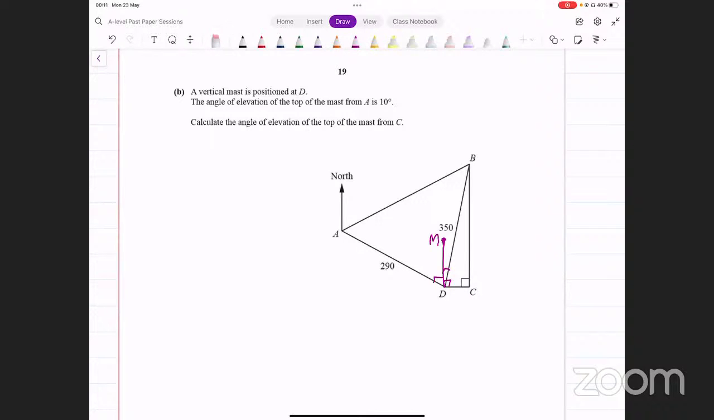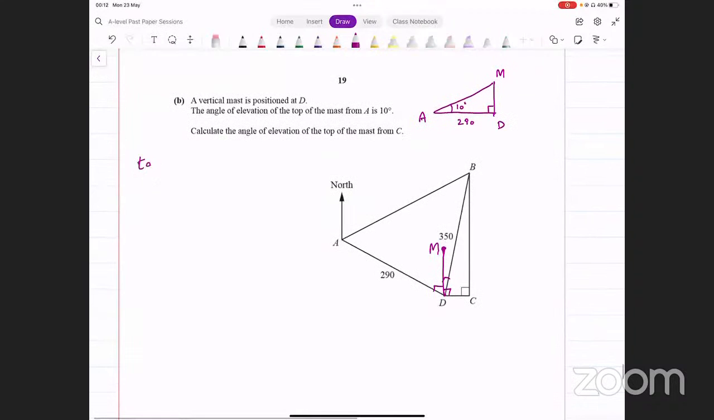So you can draw a separate figure here. Right now we're talking about A, so this is A, this is D, this is M, the top of the mast. With A you get this 90 degree triangle. The angle here is 10 degrees. You know the length AD is 290. Using this information you can find the height of the mast, DM. It's simple trigonometry: 290 is the base, DM is perpendicular, and the relationship between base and perpendicular is tan. So we can say tan of 10 degrees.